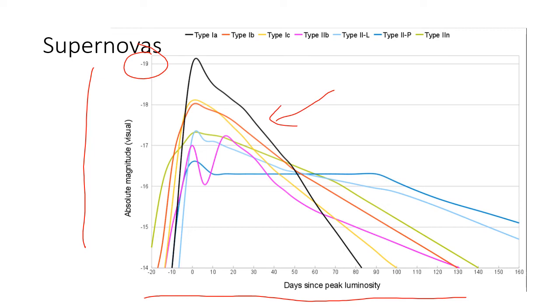So it needs to start at 10 days before the peak at 0, at minus 19, and then decay away over the next sort of 80 to 100 days. All right, you must be able to reproduce that in the exam.